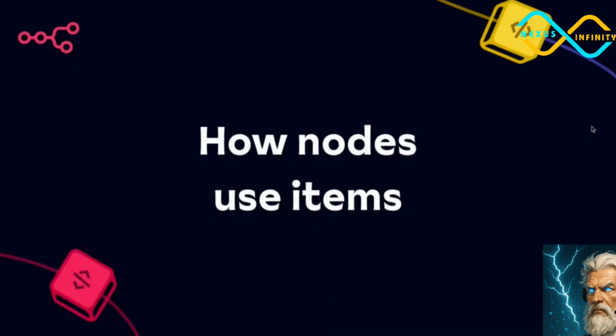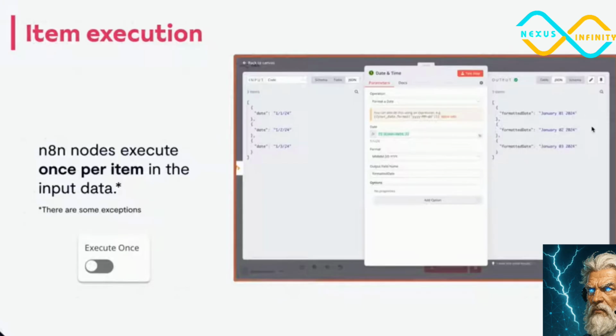So, now let's look into how nodes actually use these items when we're executing them and building workflows. Each node executes once per item in the input data. There are some exceptions that we will be covering in the advanced course, but in general you can remember that each node executes once per item.